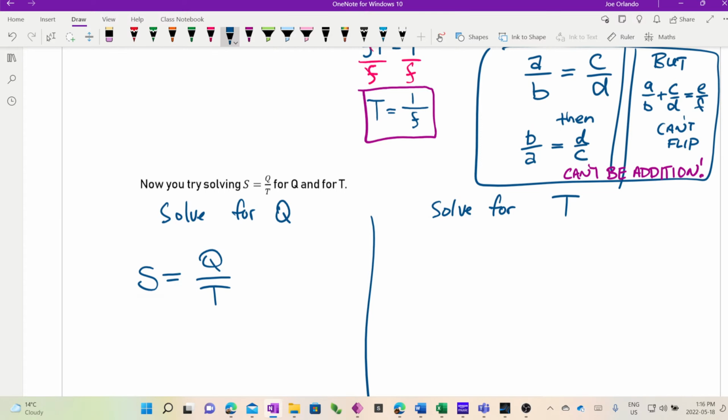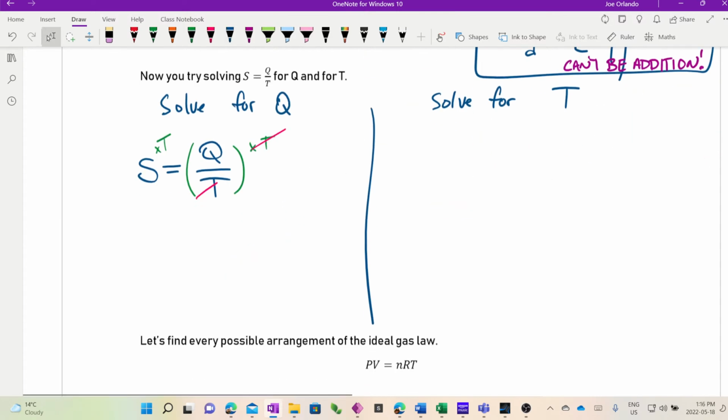Just multiply out T. Right, because the opposite of dividing is multiplying. And what I do to one side, I've got to do to the other. And so these will cancel. And what will the solution be? Q equals ST. Very good.